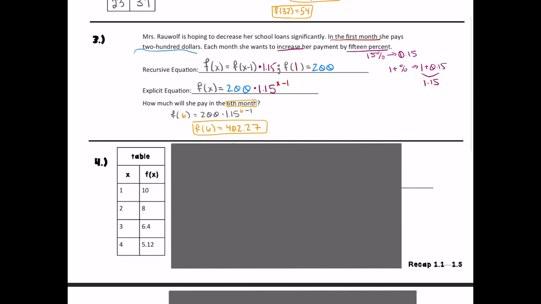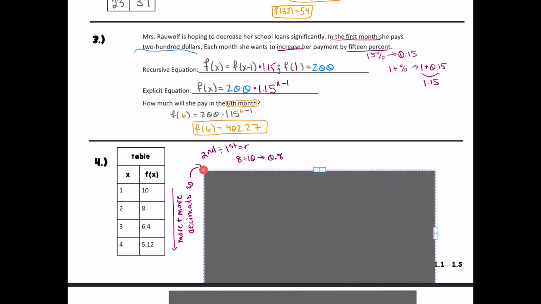All right, so in number 4, we have a table. But what do you notice about the table? Okay, so hopefully you said you noticed there's going to be more and more decimals. So that means that you have to do the second number divided by the first number to give you your common ratio. So we have to do 8 divided by 10, and that gives me 0.8. Now, this is a common ratio, so we're multiplying.